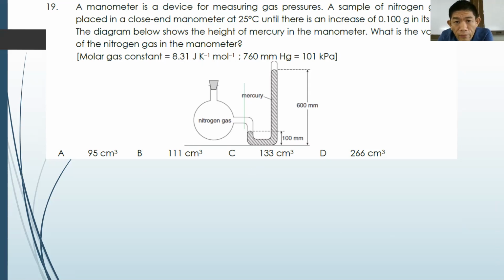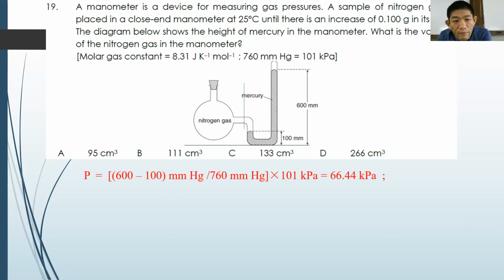First of all, you have to subtract to get the difference of the height. So 600 minus 100, you get 500. Then 500 millimeter mercury divided by 760 millimeter mercury times 101, you get 66.44 kilopascal. Then you use the ideal gas equation, PV equals nRT. Because it's nitrogen gas, you have to find the mole. So 0.1 divided by 2 times 14, which is 28, you get 3.5714 times 10 power of negative 3 mole.